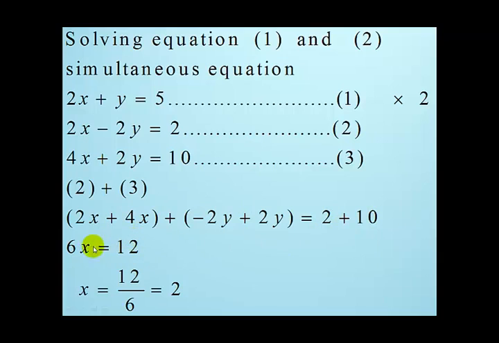So 6x is equal to 12. How do we solve for x? We have to divide the left hand side by 6, and we divide the right hand side also by 6. Dividing the left hand side by 6, we have x. And dividing the right hand side by 6, we have 12 divided by 6, and this is equal to 2. So x is equal to 12 divided by 6, and the result is 2. This means that the value of x is equal to 2.